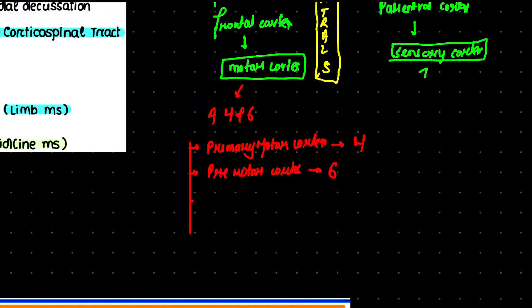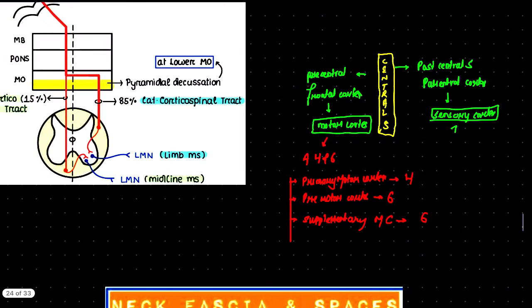Now another one, the final one, is our supplementary motor cortex. It is also located in Brodmann area 6, and it is responsible for bimanual coordination. What is this bimanual coordination? It means it is controlling the left and right parts of our body. So this was some of the information about the cortical motor areas.